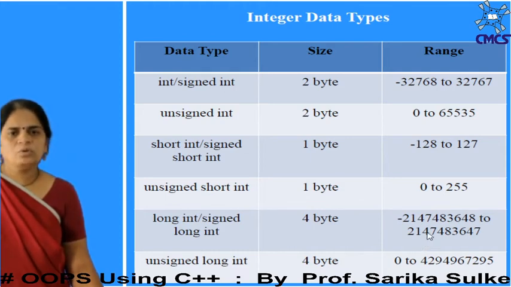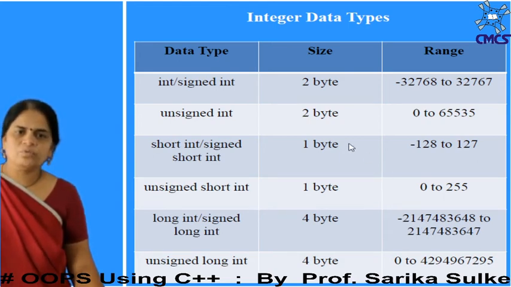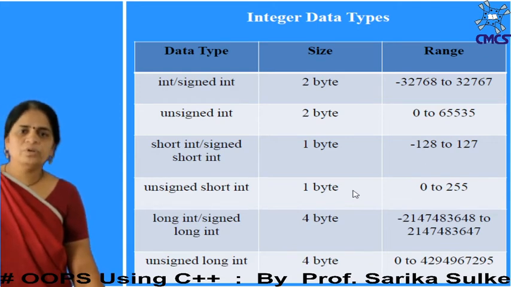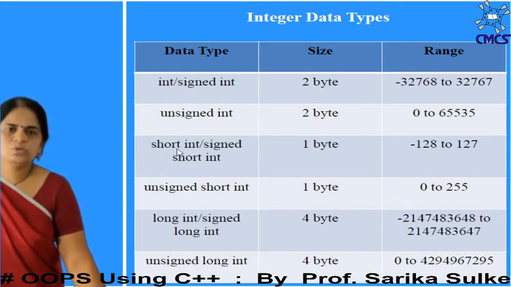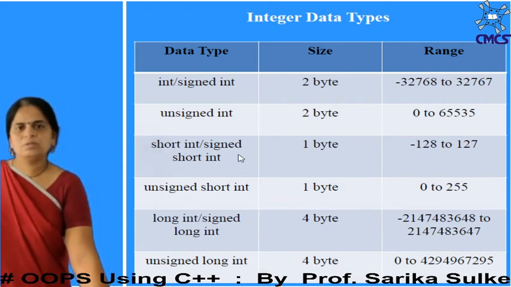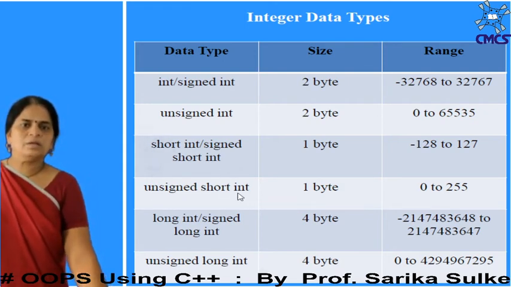But if you want to store very small integer values, suppose I want to store the number of students in a class. Number of students in a class can be 50, 100, 150. In that case, if you want to store small values of integer type, then we will use the short integer data type. Short integer can be a signed integer or unsigned integer.